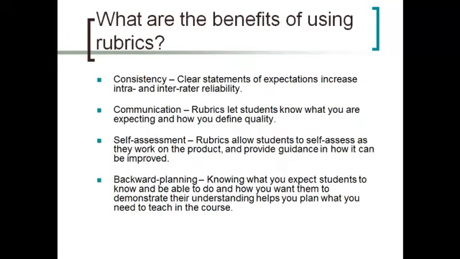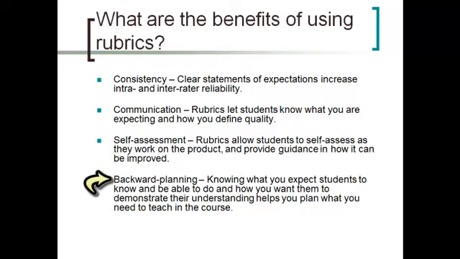So what are some of the benefits of using a rubric? One is consistency. Faculty are able to write clear statements of their expectations for students. This increases the intra and inter rater reliability, meaning that a teacher will be more consistent when grading several students. And if you have many graders, this increases the reliability between many graders. Rubrics also let teachers communicate exactly what they want students to know and to do. Rubrics also let students self-assess their work, and it gives them guidance along the way on how it can be improved.